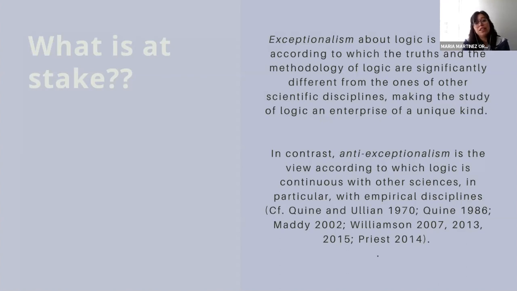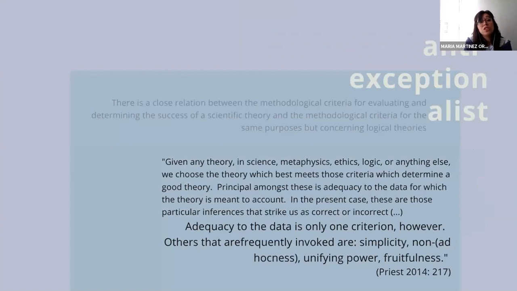In contrast, the anti-exceptionalist will claim that logic is continuous with other sciences, in particular with empirical sciences. It's not clear in which senses it could be continuous. It could be continuous at the epistemic level: the goods that we aim at will be the same ones, for instance, explanation, prediction, and so on. Or it could be the same in the sense of methodology. We could be looking for things such as evidence in favor of our theories in order to go through theory choice processes and so on.